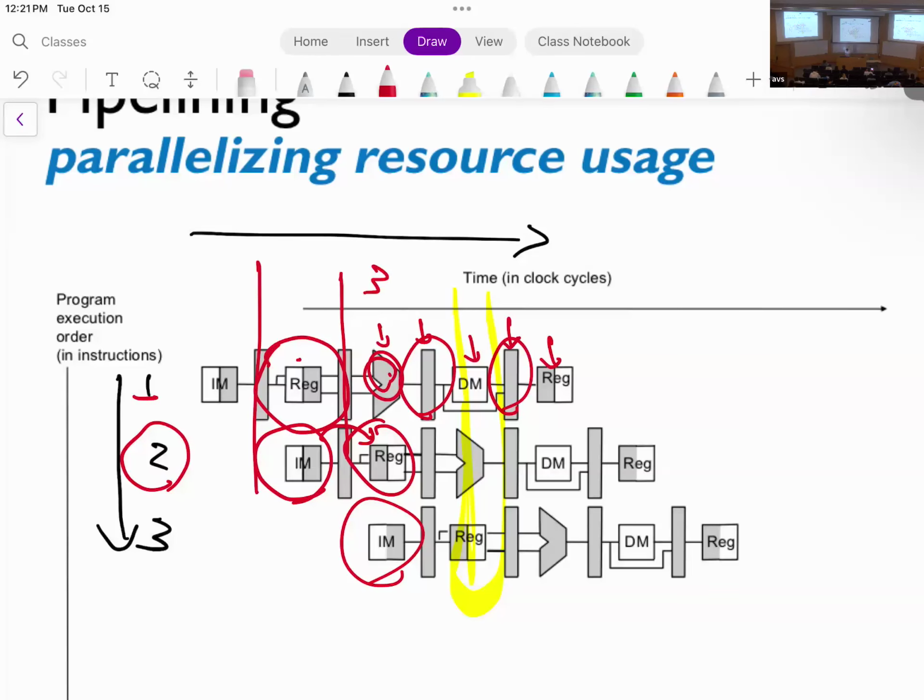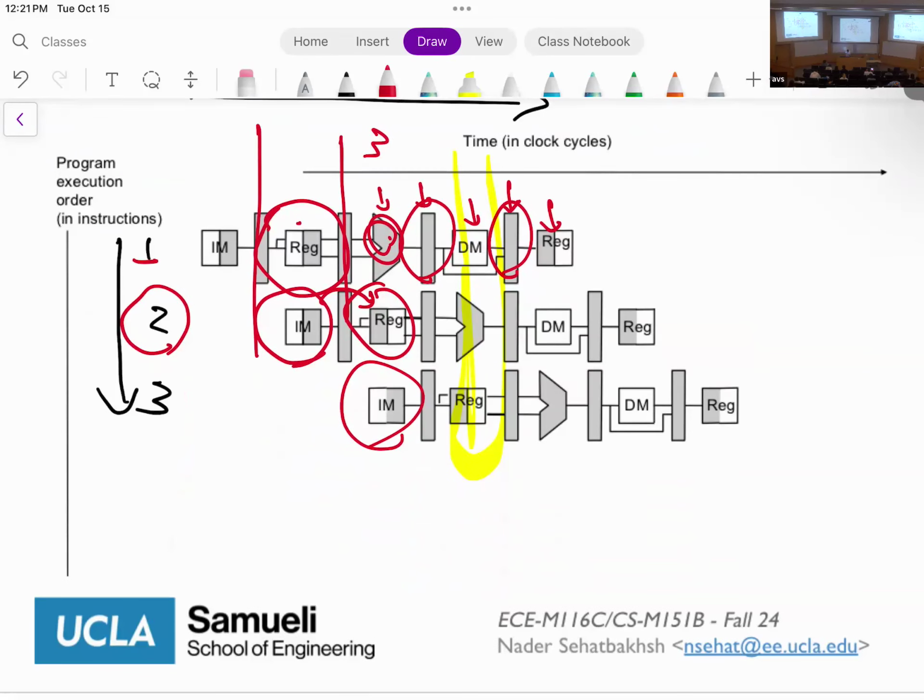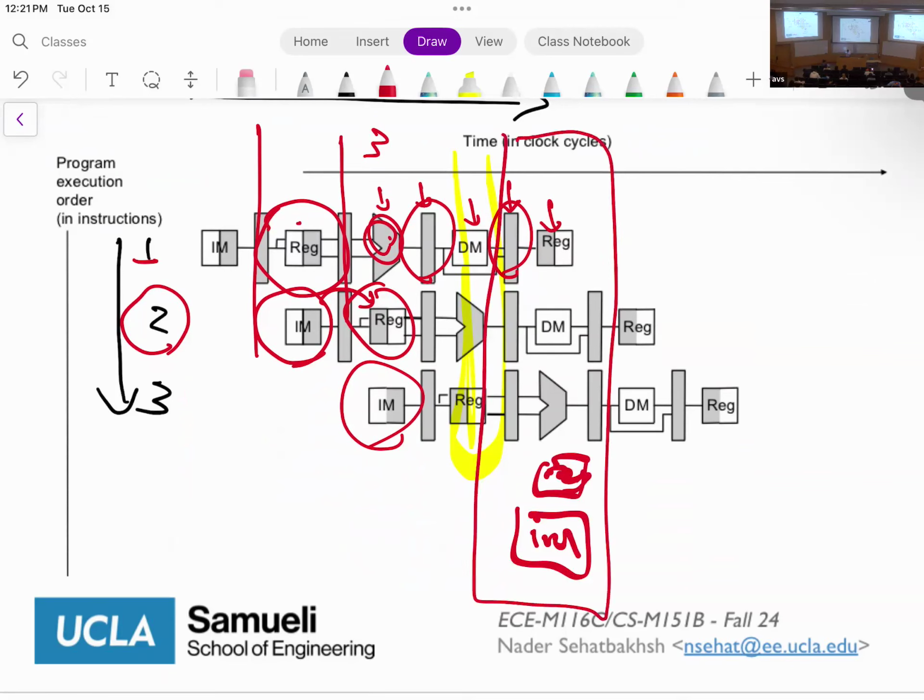So at any given point, since I have 5 stages of pipeline, I can technically do 5 things at the same time. So at some point, I can do register read here and instruction memory here. At one given time, if I see the cross section of all these things, there are 5 independent instructions inside my processor. So different stages are doing different things.